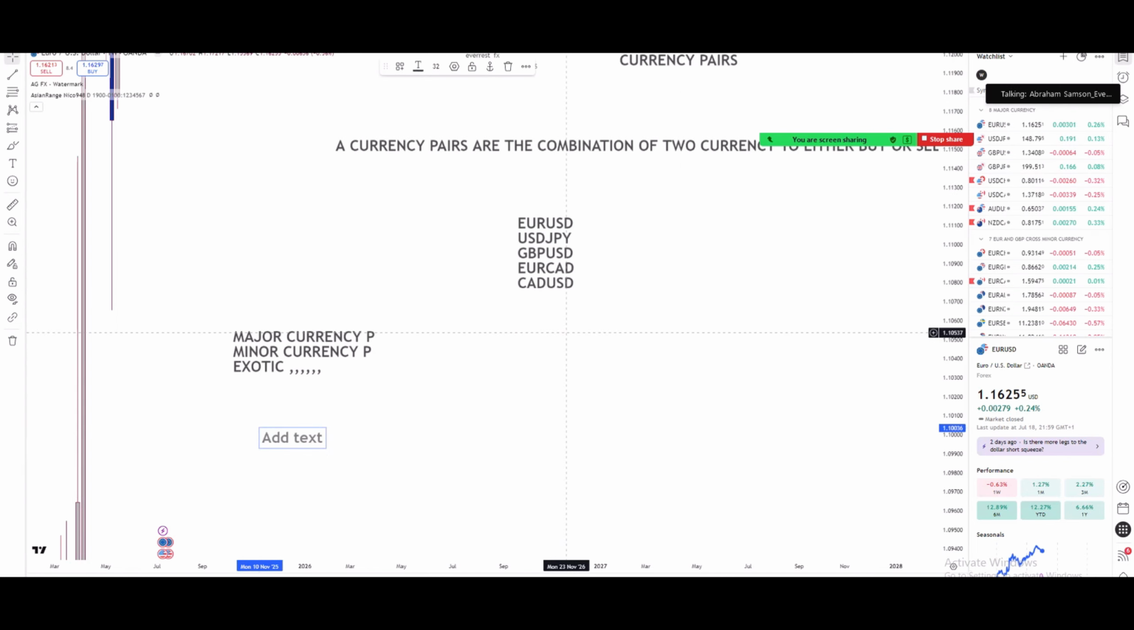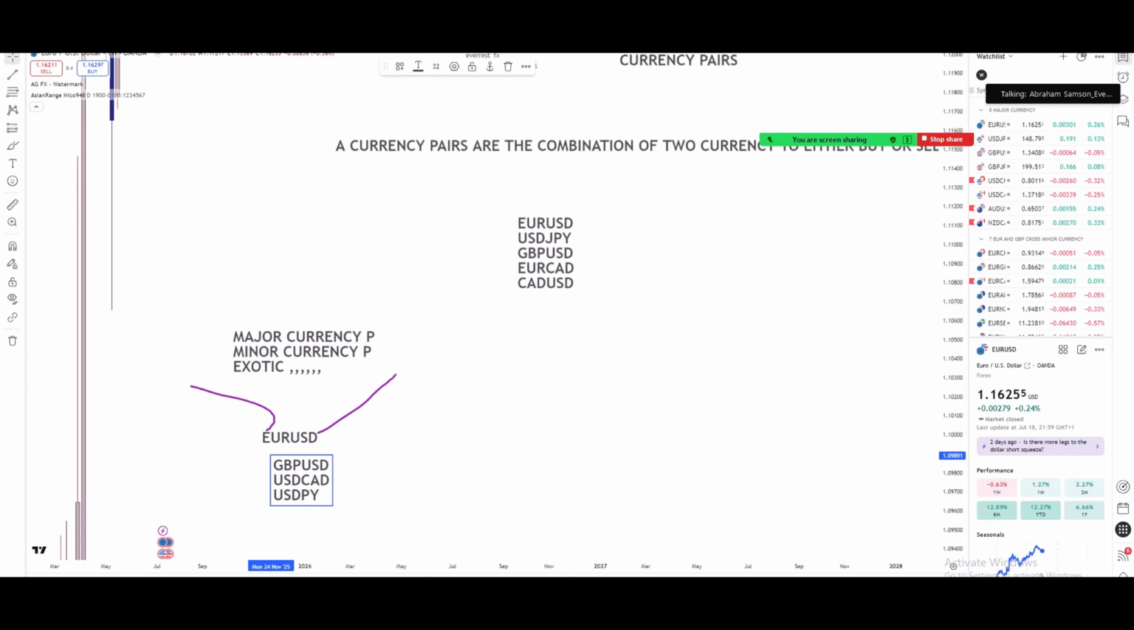For example, EUR/USD is a major currency pair. Why? Because EUR is a major currency and USD is a major currency. I hope you guys understand. So the combination of any major currency and USD is what we call a major currency pair. So let me list more examples. We have GBP/USD. We have USD/CAD. We have USD/JPY.